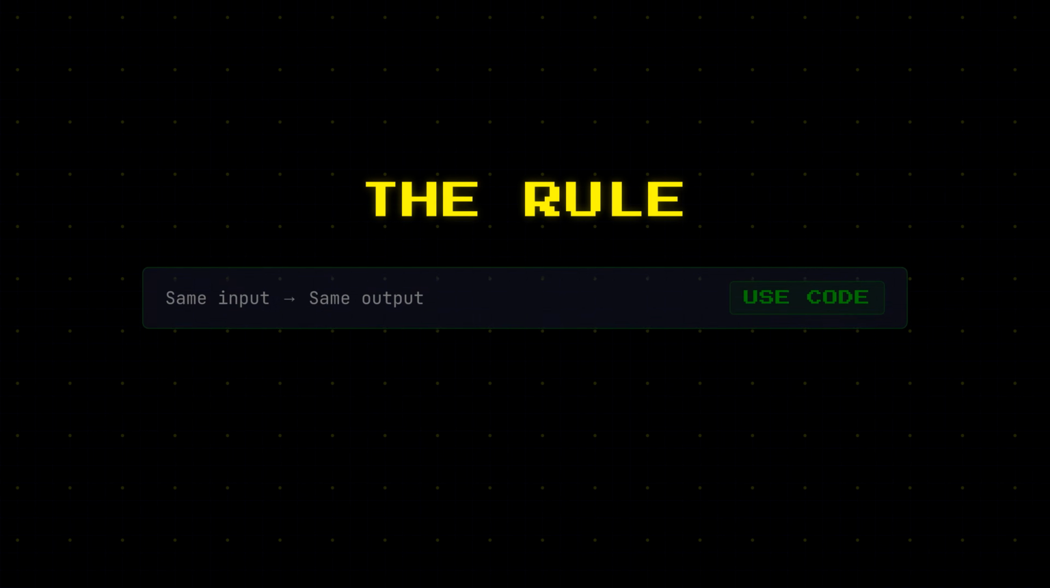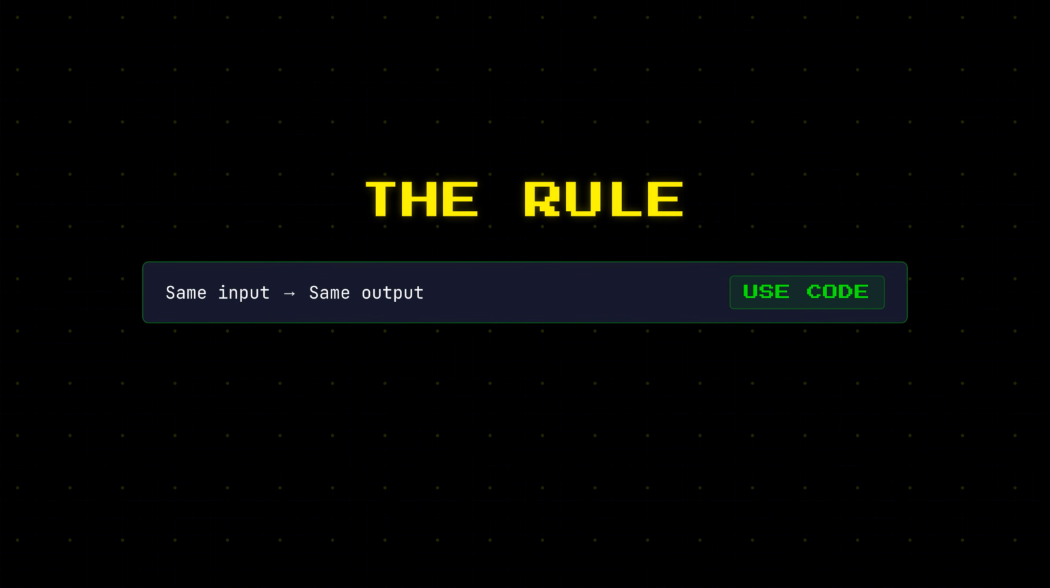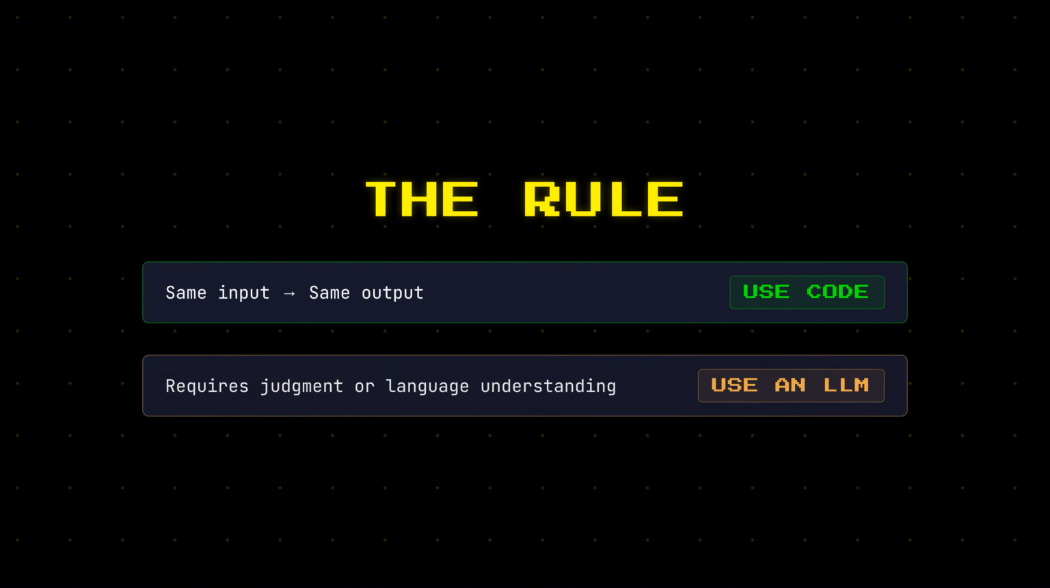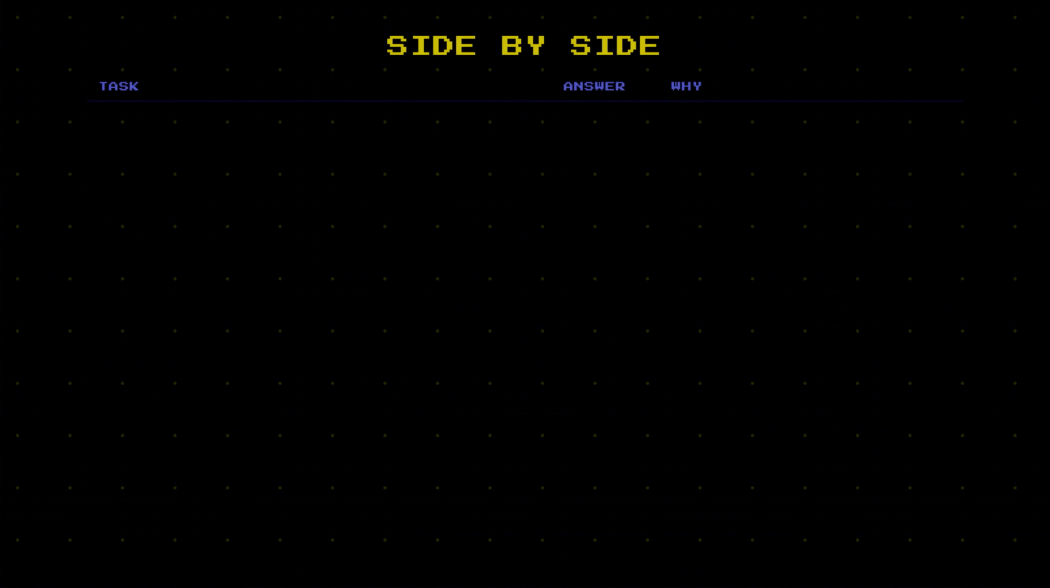Here's the rule. If the answer is always the same for the same input, use code. If the answer requires judgment or language understanding, use an LLM. Let's walk through some real examples side by side.